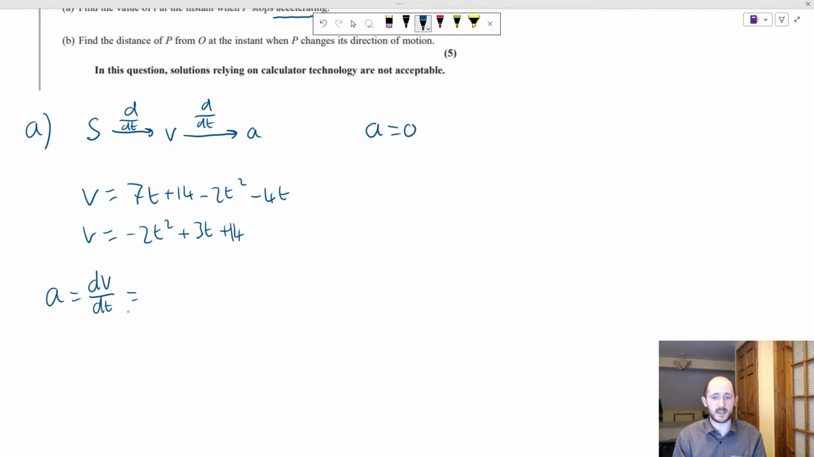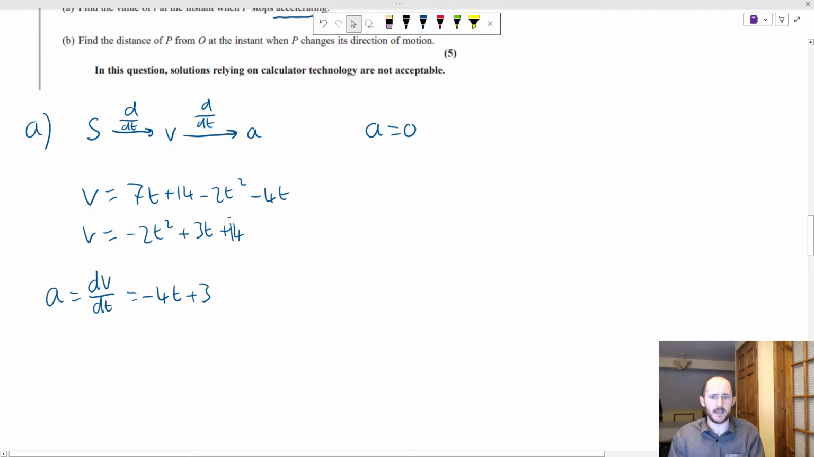Again, acceleration is just the differential of the velocity. Now that might sound scary, but remember differentiation is not that bad. What you do is you bring the power forward. So that now becomes minus 2 times 2, which is minus 4. And then you subtract 1 from the power. Well, 2 minus 1 is 1, so I don't need to write it. Do the same thing again. Bring the power forward, that's a 1, so that stays as 3, and then that becomes t to the power of 0, which is 1. So it's just negative 4t plus 3.